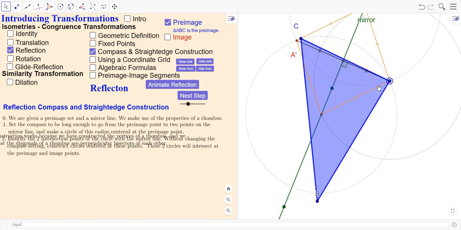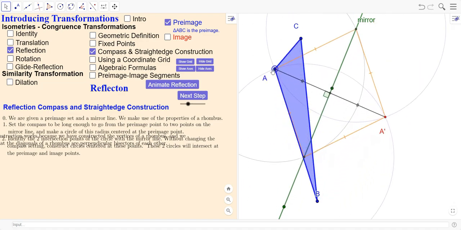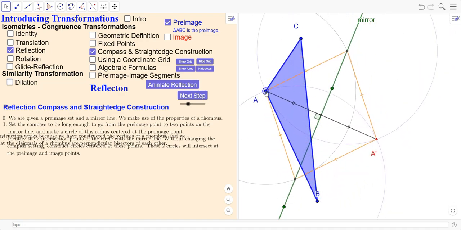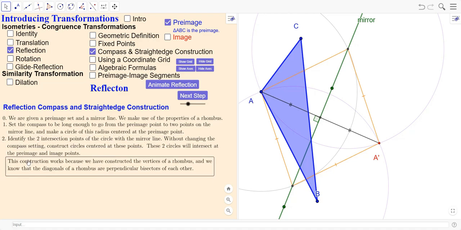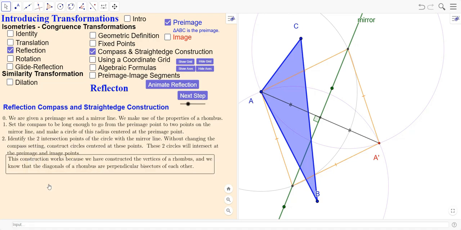Right? It could be on this side. Doesn't matter. That is always going to be a rhombus. And what do we know about a rhombus? We know that the diagonals are perpendicular bisectors of each other. And see, one of the diagonals is along this mirror line, so the other diagonal must be perpendicularly bisected by that. And that's exactly what we mean for that to be a reflection. So that's the reason that works.